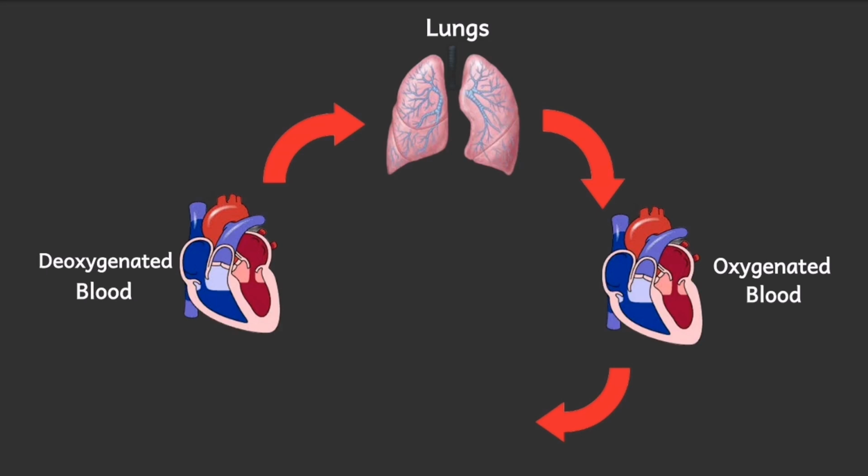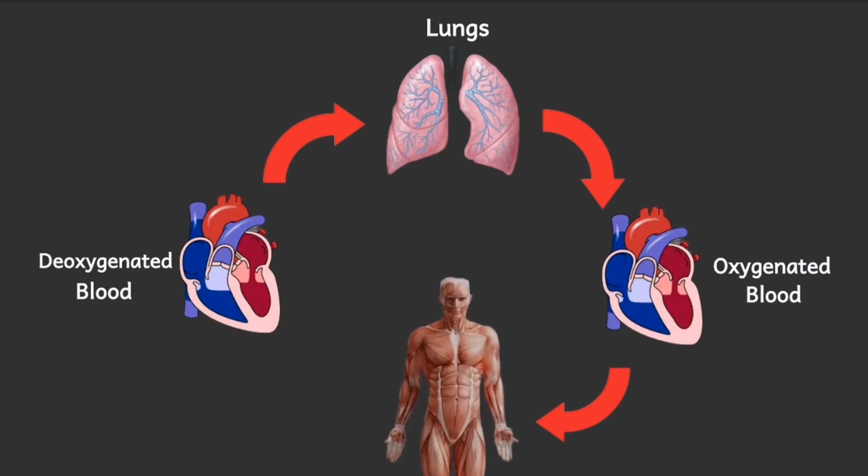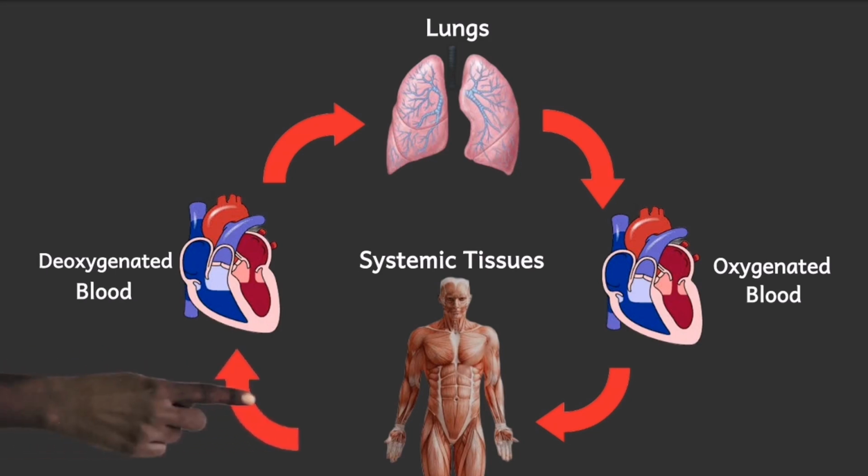Then this blood moves through the aorta, which supplies the various body tissues, where oxygen in that blood is used, and so it becomes deoxygenated again. Then the superior vena cava, the inferior vena cava, and the coronary sinus will bring this deoxygenated blood into the right atrium again, and the whole cycle repeats itself.